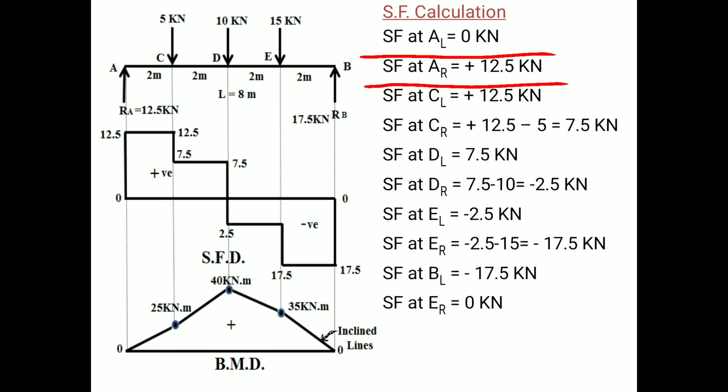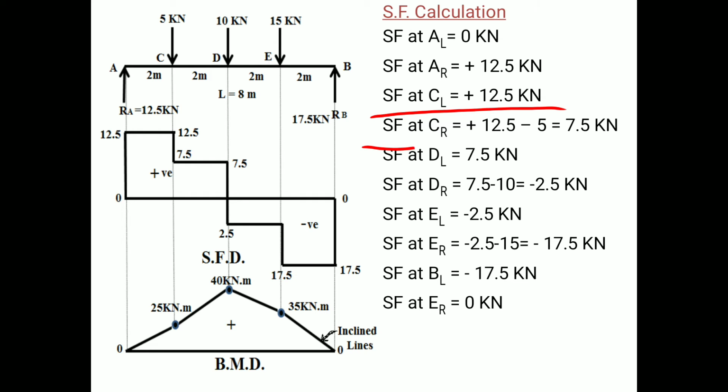Right of A means this reaction 12.5 which is acting in upward direction will be considered positive, therefore it is 12.5 kilonewton. Now we have shear force at left of C. As there is no force acting between A and C, at left of C the shear force will remain 12.5 kilonewton, which will be positive.